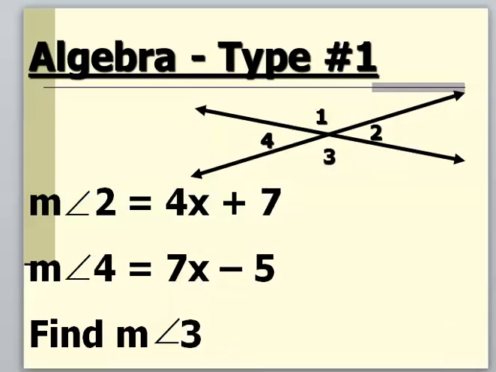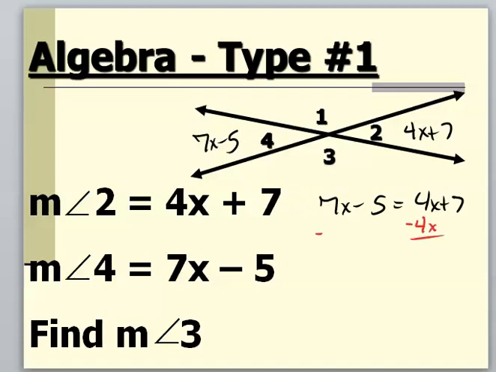Same type of problem. They told us that angle 2 is 4x plus 7, and the measure of angle 4 is 7x minus 5. Again, these are vertical angles, so we're going to set them equal. I'm going to start by moving the smaller x. The smaller one is 4, and it's positive, so we're going to subtract 4x. 7x minus 4x is 3x. Minus 5 comes down, equals 7.